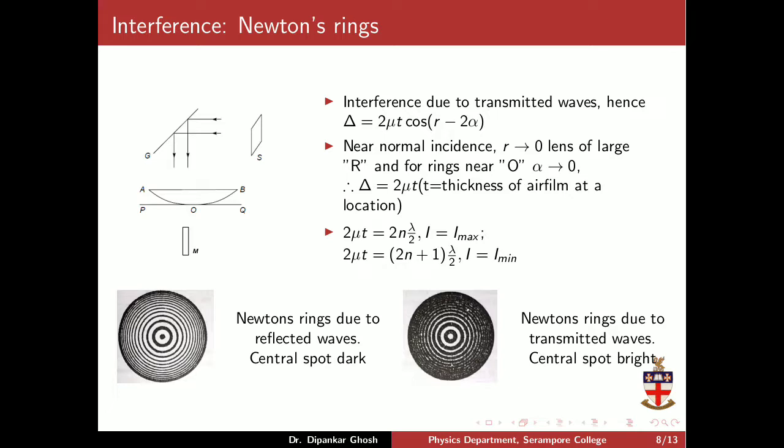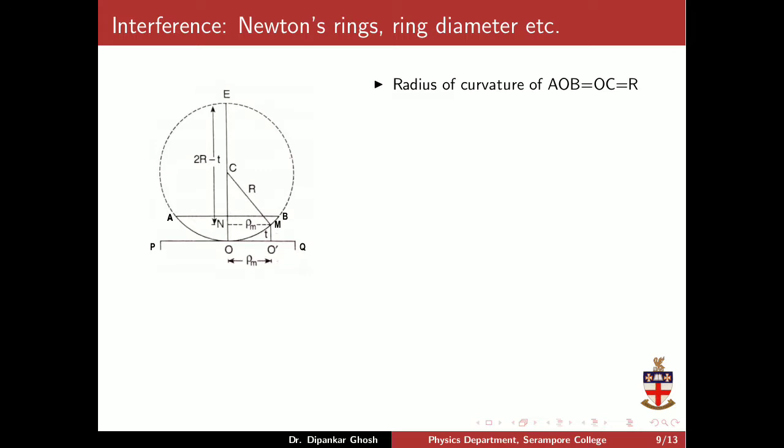See, these beautiful rings are obtained. On the left, we have Newton's rings due to reflected waves. You see the central spot is dark. And on the right, we have Newton's rings due to transmitted waves, and the central spot is bright. Okay, now we will try to find the expression for the diameter of Newton's rings, or the expression for the wavelength, that can be determined. And we will also try to find the expression for radius.